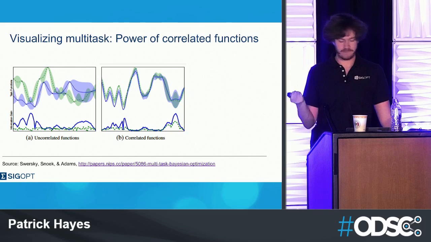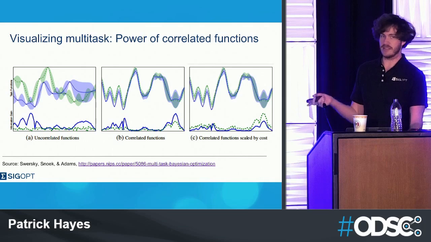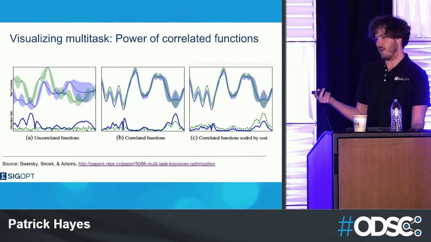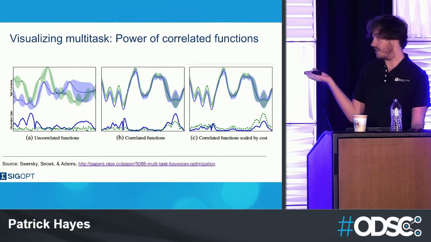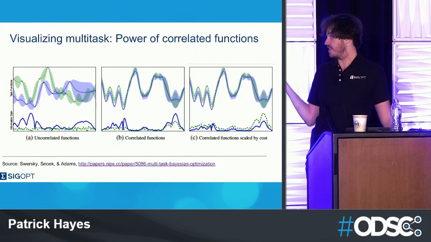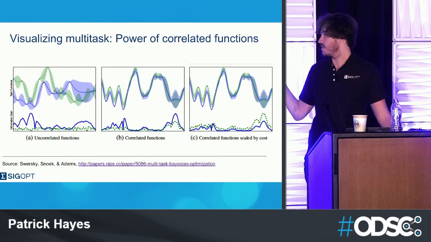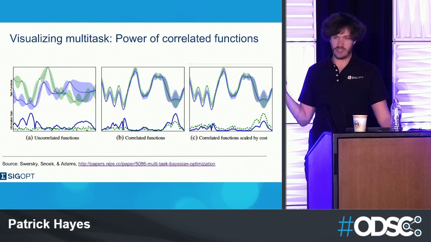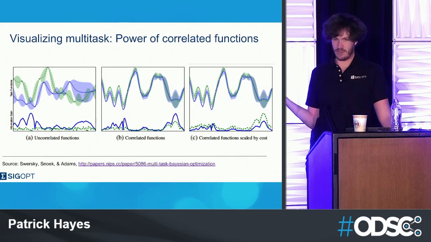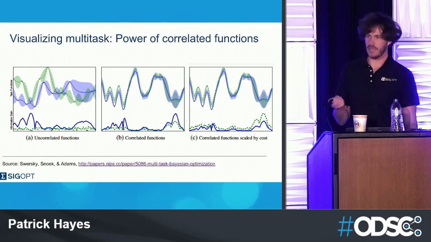So what's the point? Well, the point is, what if in some sense the green function was cheaper to sample from? And then furthermore, you scaled the information gained by the cost to sample. Now you can actually get into a setting where even though you're sampling the wrong function, you're still gaining information at a more efficient rate because you're sampling from a cheaper function. And that's exactly what we see here. And this is once again exactly the setting where multitask optimization performs well.